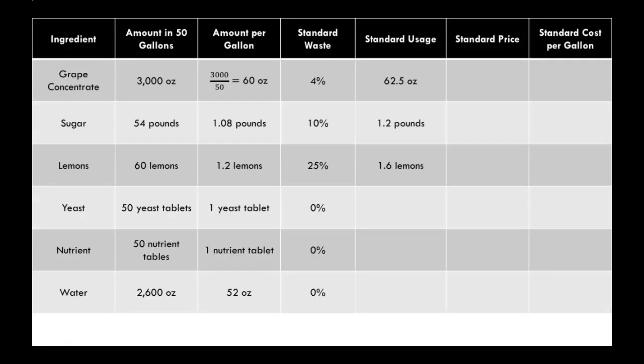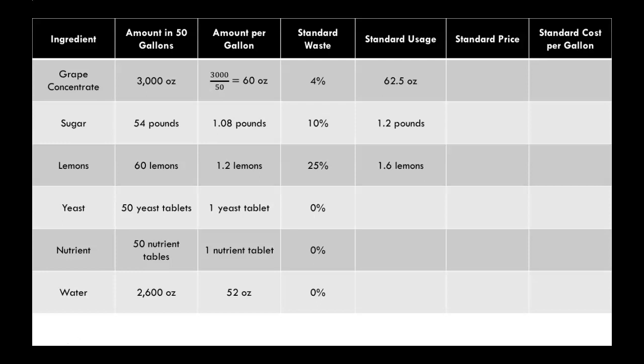So now we can plug those numbers into our table, right? You'll notice you need to add a little bit more grape concentrate, a little bit more sugar, and a little bit more lemons to help cover up the waste or the loss that you're having with these ingredients.